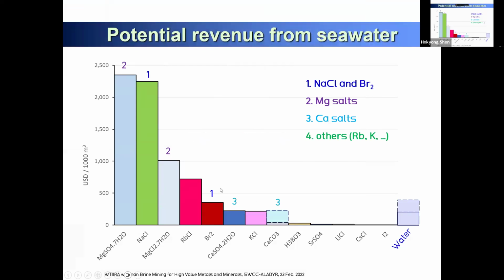And then this is the potential revenue also: magnesium sulfate, and then sodium chloride, magnesium chloride, rubidium chloride, bromine. These are also more potential value we can target, because magnesium itself can be magnesium metal, magnesium sulfate, magnesium hydroxide, magnesium carbonate. So they have different kinds of chemicals. Every chemical has different prices, depending on the purity. So the purer, yeah, the better price.